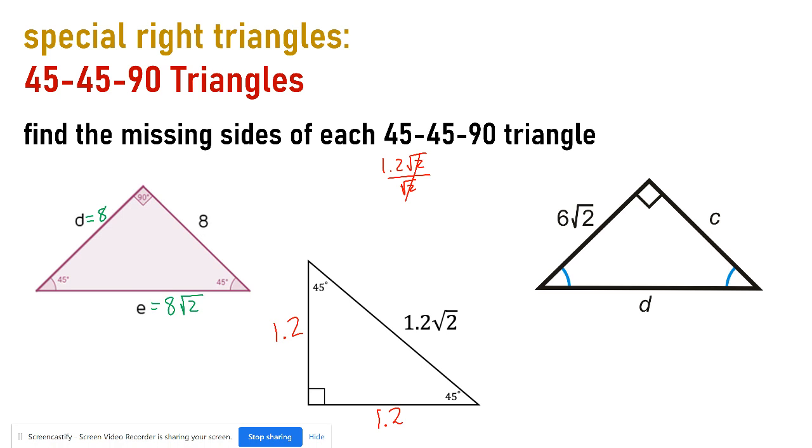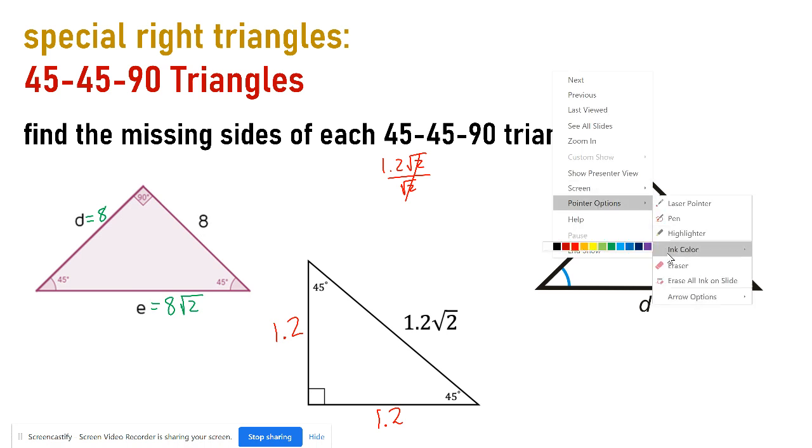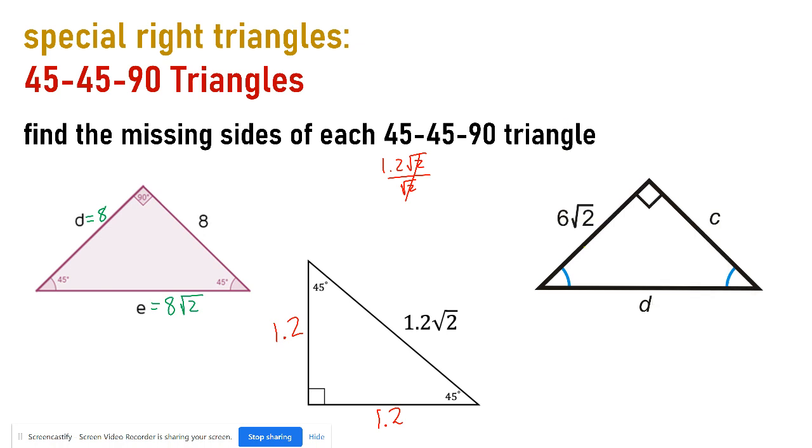So if you're starting with the legs and you're trying to find the hypotenuse, you multiply or you tack on square root of 2. If you're starting with the hypotenuse and you're trying to find one of the legs, you divide by or get rid of the square root of 2. Last example is a little different because it gives us one of the legs, but this time the leg has a square root of 2 in it, which is kind of weird. We haven't really seen that.